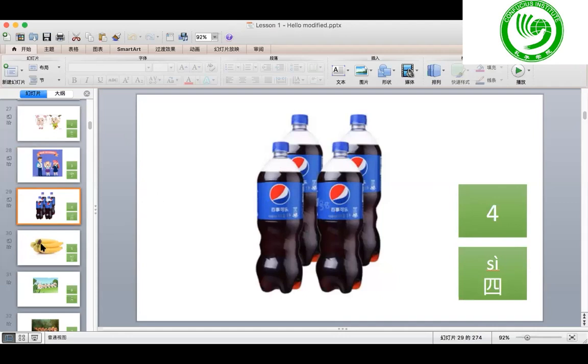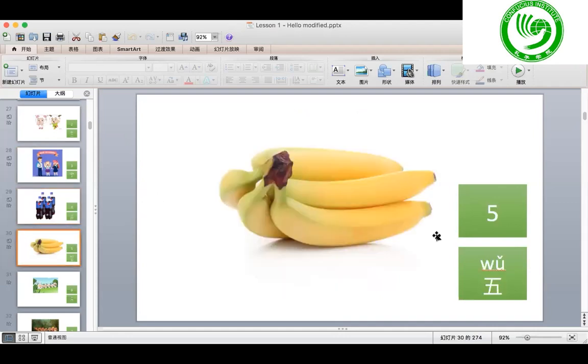很好. Now let us continue with 5. This is the gesture for 5. It is 五. 五. 很好. Let us count from 1 to 5 this time.